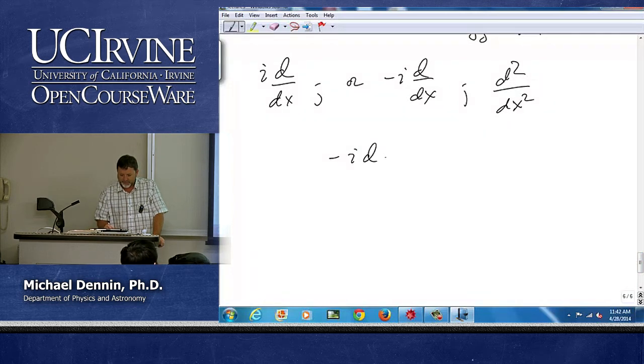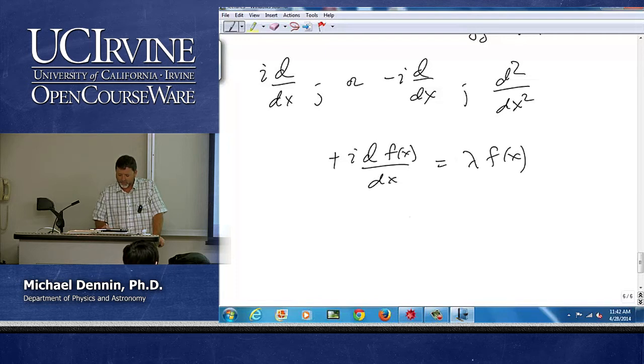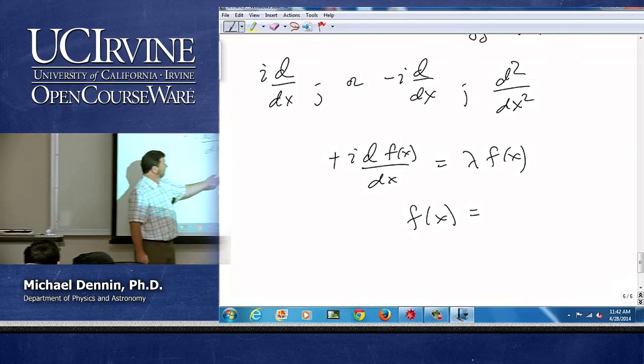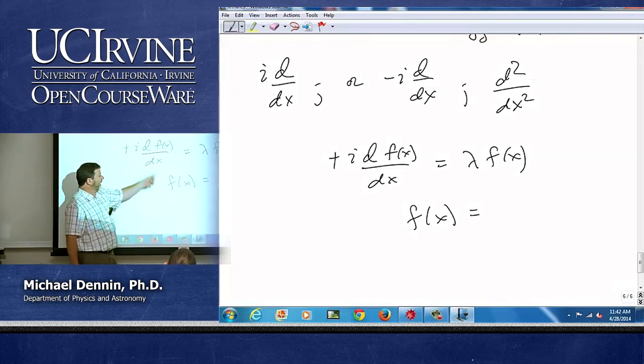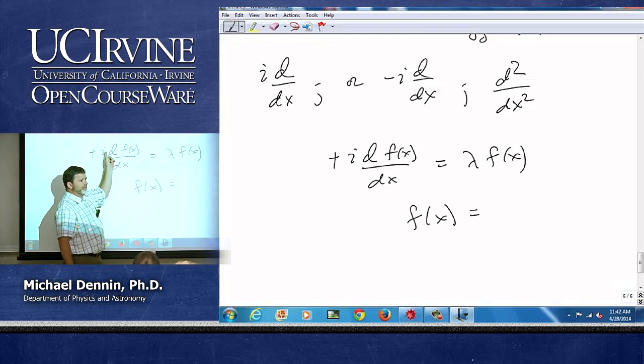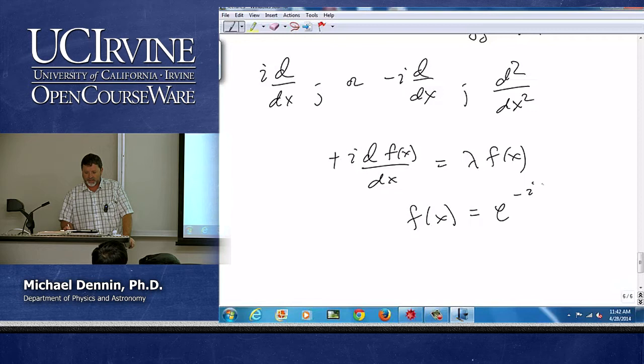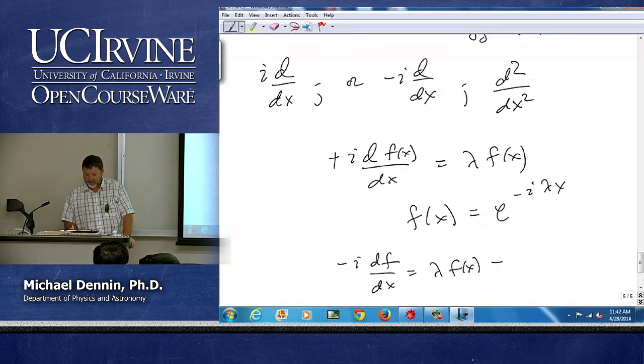So now, if I were to ask you to solve this differential equation, plus i df of x dx equals lambda f of x, what are my solutions for f of x in this case? I need an e to the... in this case, I actually need a minus i, to get i times i to be negative. So I would get e to the minus i lambda x. If I did minus i df dx equals lambda f of x, I would get e to the i lambda x.